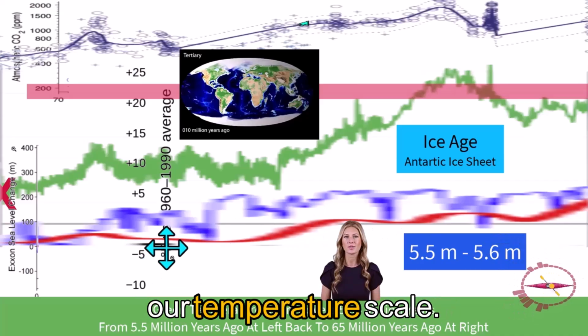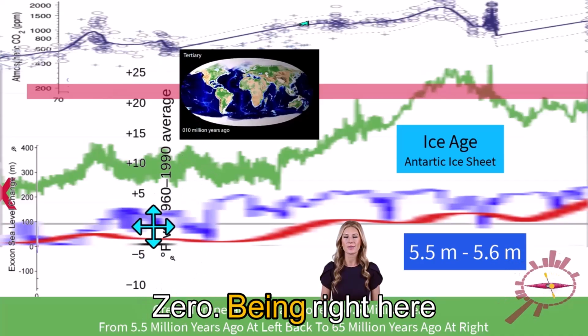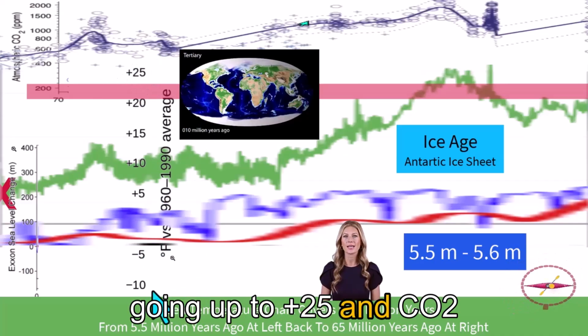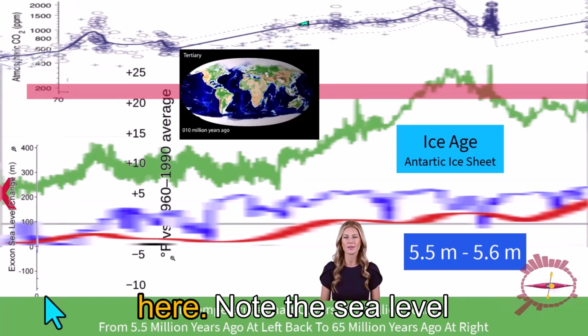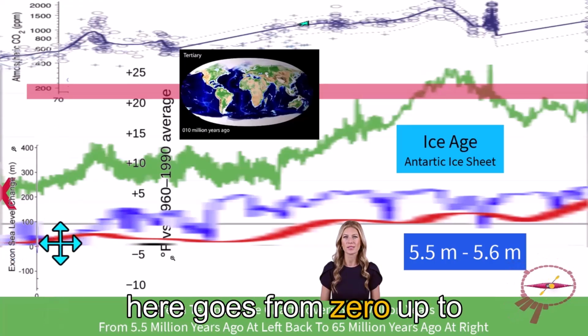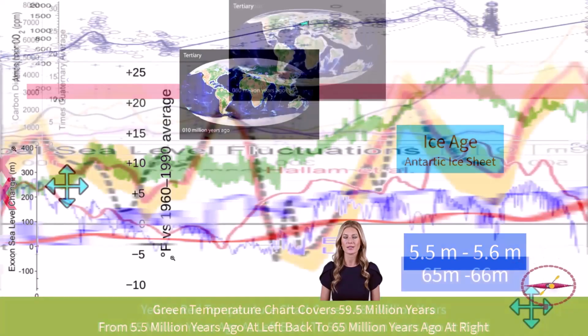Once again, here's our temperature scale, 0 being right here going up to plus 25, and CO2, here's the scale here. And sea level, here's its scale here. Note the sea level here goes from 0 up to 400 meters.